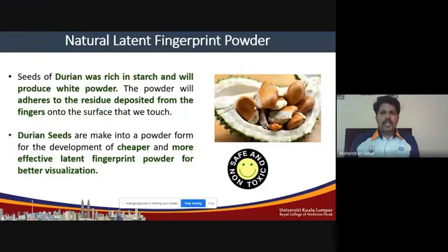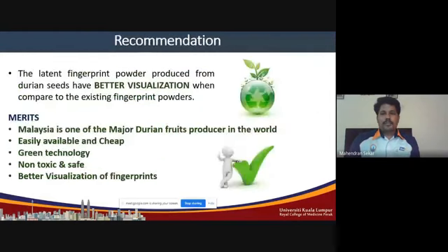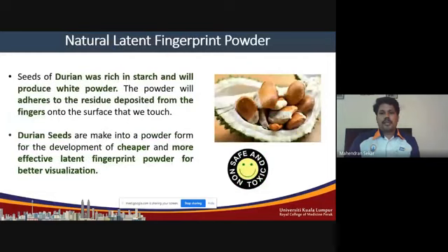So we grinded it into a fine powder, and we used a sieve to get the fine seed powder, and this has been used as an alternative powder to identify the fingerprint in crime scene investigation. And from this, we got better visualization when compared to the existing product which is available in the market. So this is something we can practice with the students.